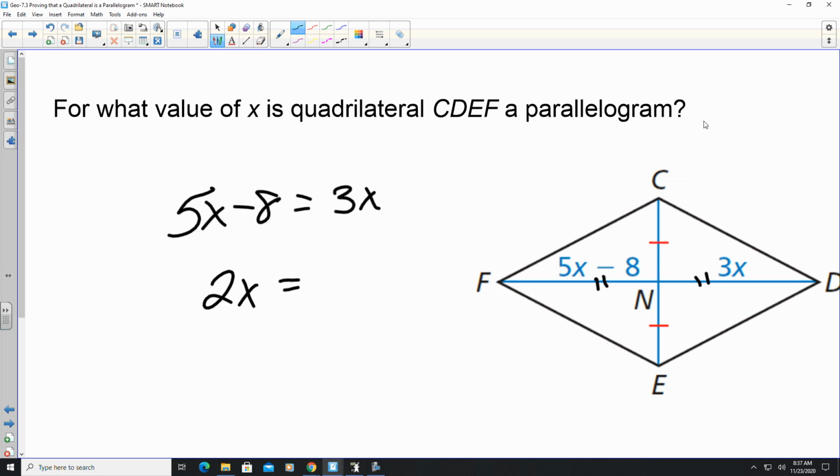And then I'll add 8 to both sides. So I got 2x equals 8. Divide both sides by 2. X is 4. So x would have to be 4 for CDEF to be a parallelogram.